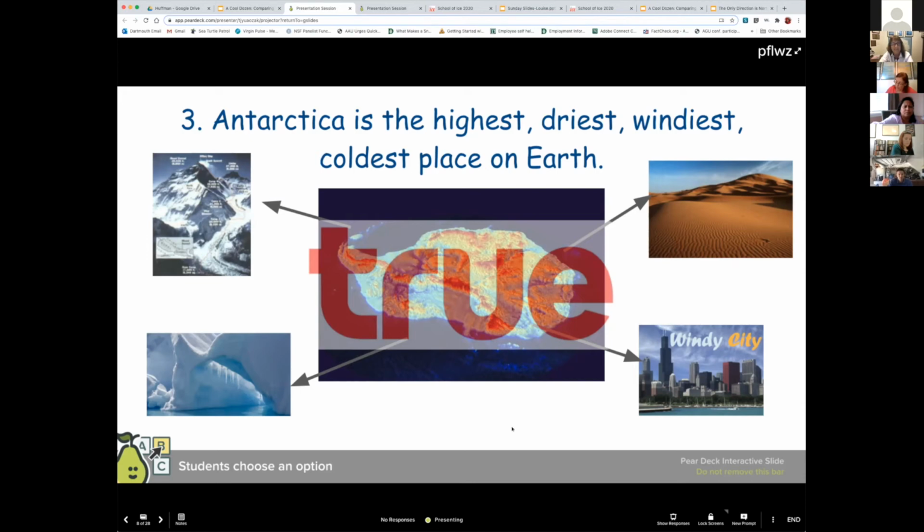I believe the temperature is minus 128.3 or 6. I've forgotten the decimal. Degrees Fahrenheit was measured at Vostok Station, which is a Russian base in Antarctica. So an amazing place of superlatives.